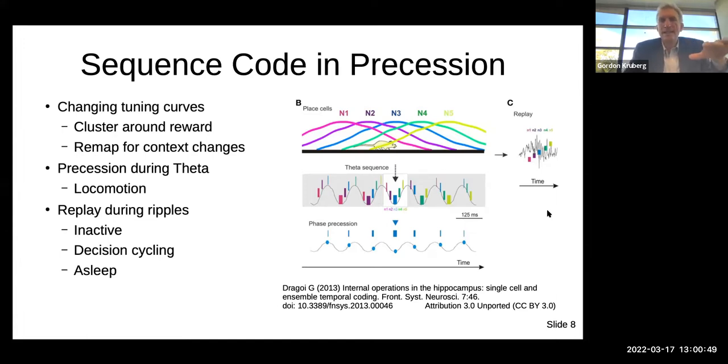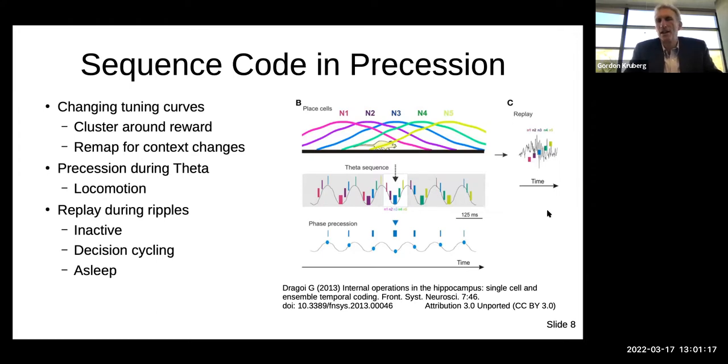So these place cells, which in this chart here, we can see that Dragoi characterized 5, N1, neuron 1, 2, 3, 4, and 5. They respond to a particular region or particular place, hence the name. They've got some remarkable characteristics that I'm going to collect under 3 feature sets. First, they change their tuning curves.